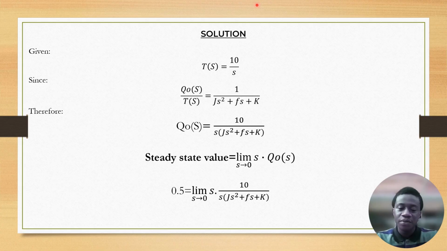From the previous step, we obtained q naught of s equals 10 over s times (js squared plus fs plus k). Multiplying by s gives s q naught of s equals 10 over js squared plus fs plus k. Now we take the limit as s approaches 0. When s becomes 0, the terms containing s disappear. So the expression becomes 10 over k.